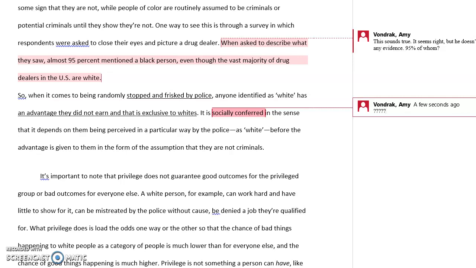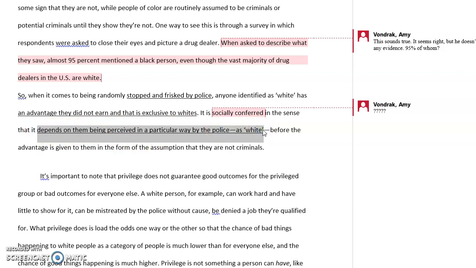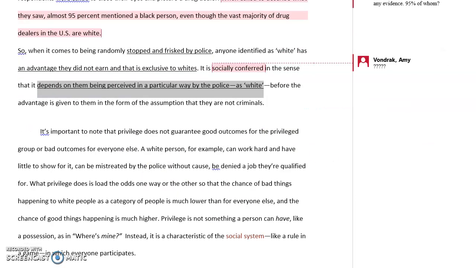And by the way, think about it. How often do you identify somebody by their race? And what context does that usually happen in? So socially conferred means that person didn't earn it, didn't create it themselves. I think we need to think about that more. And it depends on the person being perceived in a particular way by the police. Okay, so this is something I would want us to spend some time on. Okay, I'm going to keep going though.